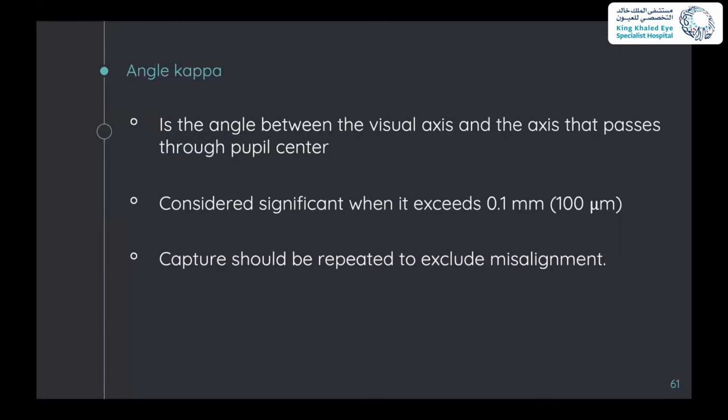Last part is the angle kappa, which is the angle between the visual axis and the pupillary axis. It is considered to be significant whenever it exceeds 0.1 millimeter, around 100 micron. Whenever you get this large angle kappa, you need to exclude the misalignment, so you need to repeat the test. And if it's really a large angle kappa, then in these cases, you need to have a different ablation profile, which is a different story.